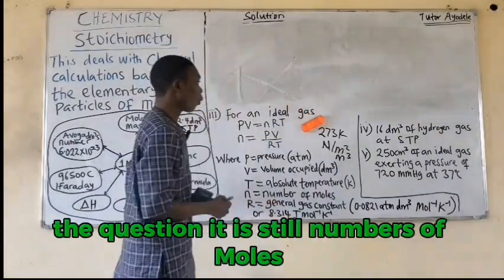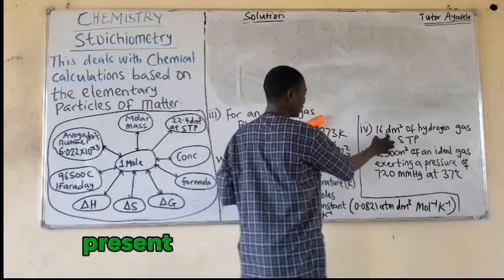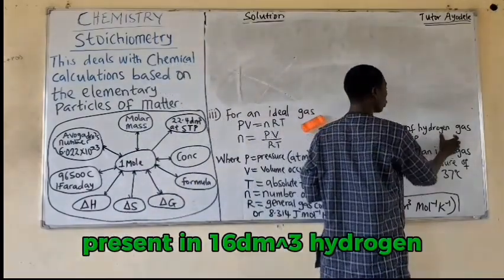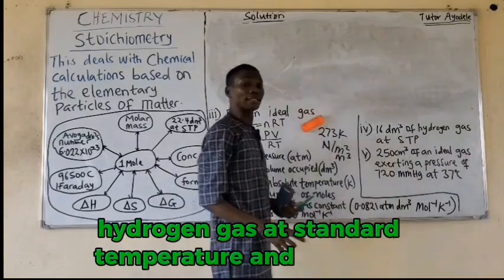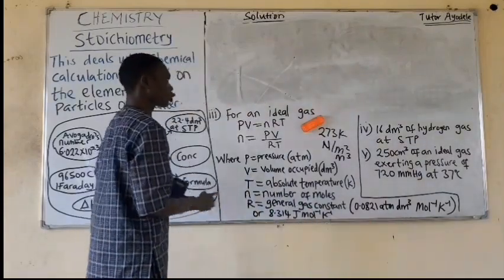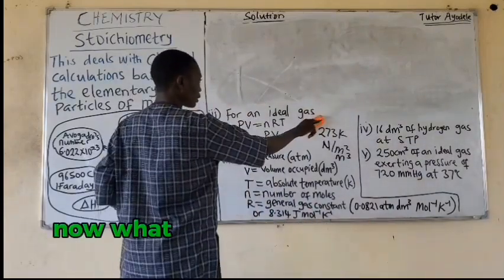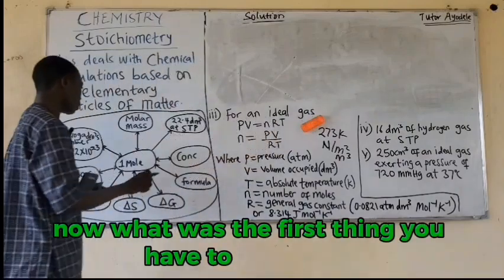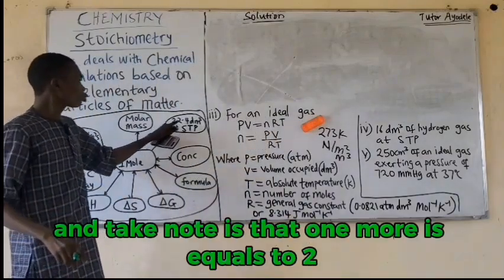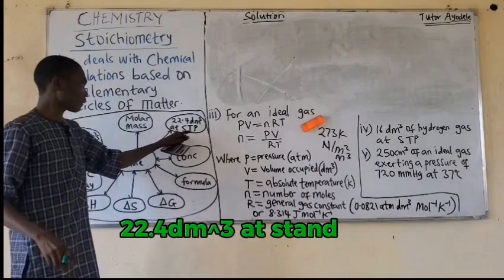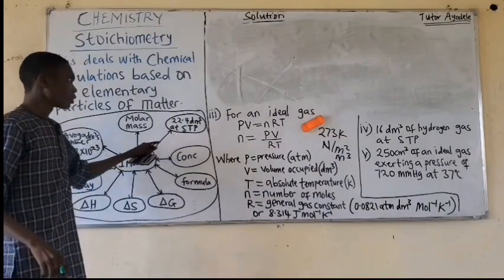It's still numbers of mole. So what is the numbers of mole present in 16 dm cube of hydrogen gas at standard temperature and pressure? At standard temperature and pressure. Now, the first thing you have to take note of is that 1 mole is equal to 22.4 dm cube at standard temperature and pressure.